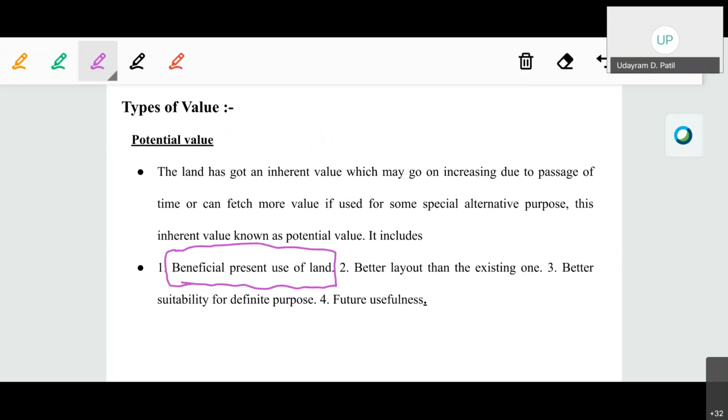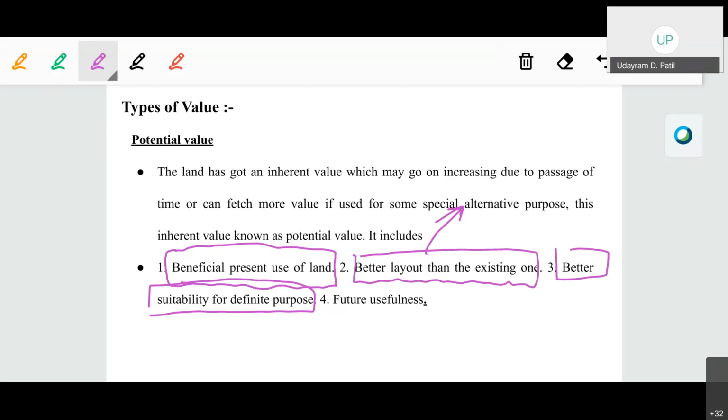If the particular land is used for certain other amenities, I might use it for another purpose. Similarly, if the layout of the existing plan is not good and it is a problem for that land, then I am going to use a better layout plan and manage the property better by dividing the various aspects, and that will give me extra added value in the cost. Similarly, if a better suitability for a definite purpose is there.